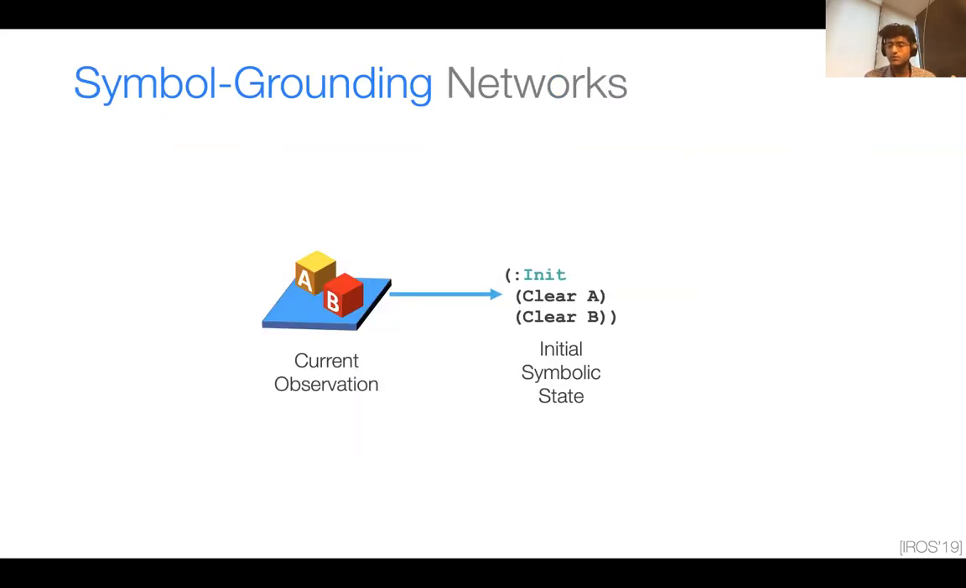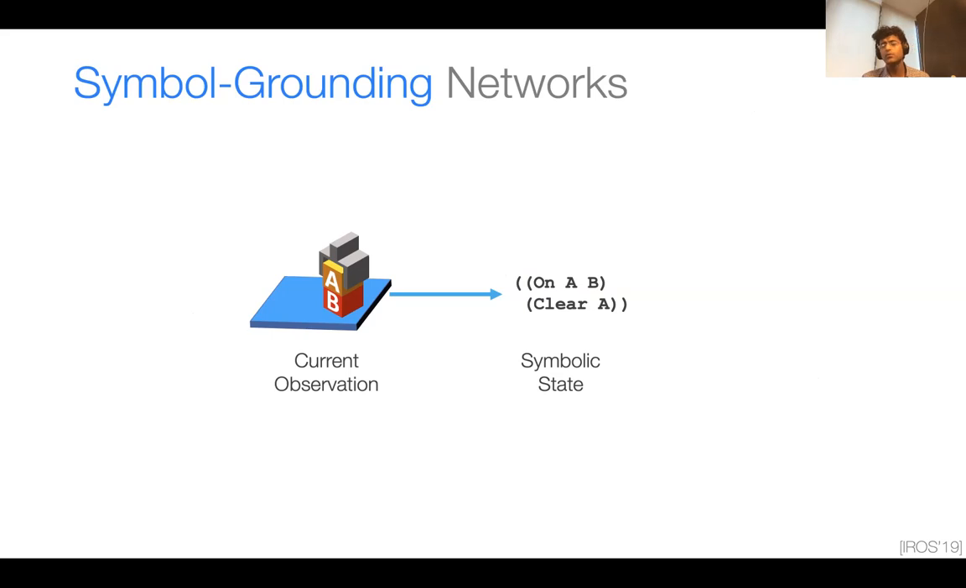So let's look at what this would mean. A current observation in this simple example can be two blocks on the table, which basically means clear A and clear B. And when you put one block on another block, the predicates may update to on A and B. So A is on B and A is clear. So there's nothing on A.